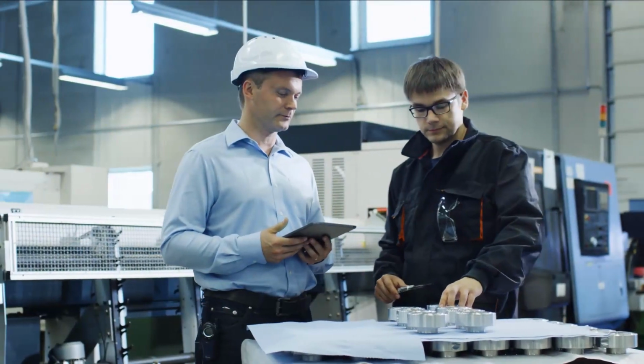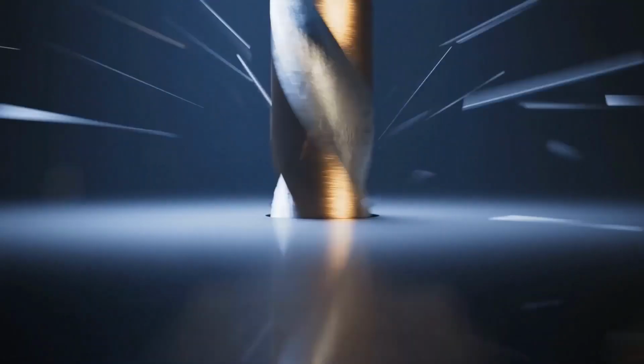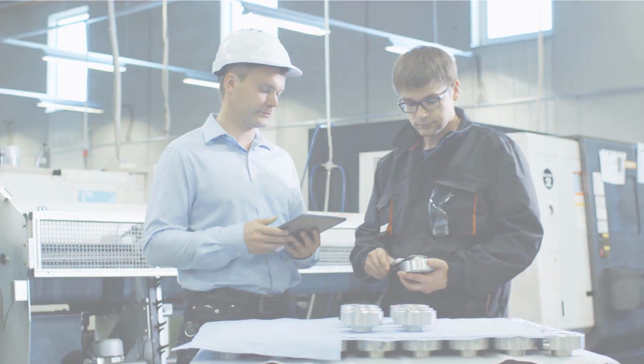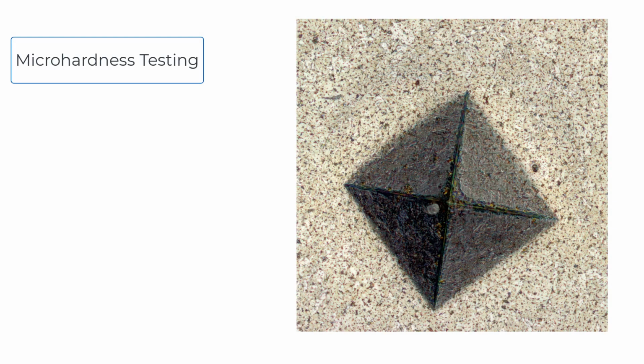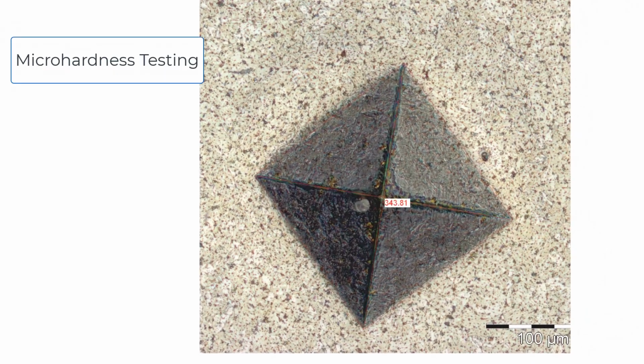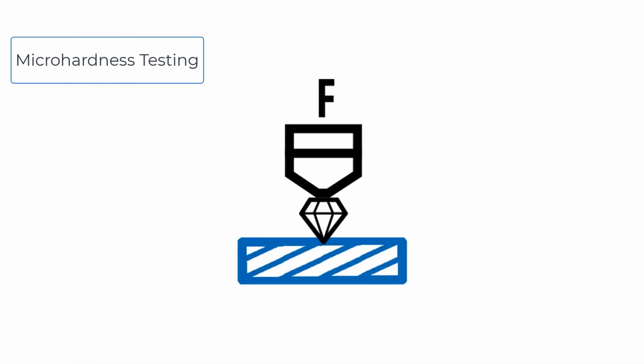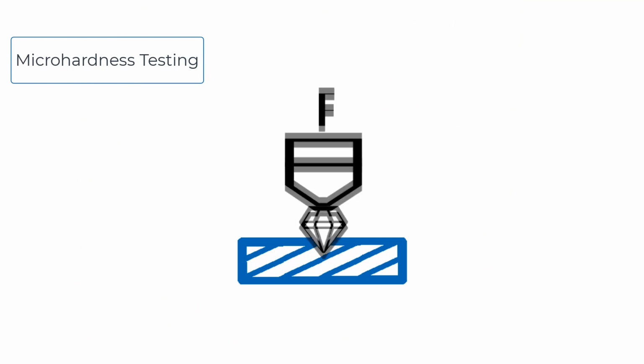When discussing material quality, the hardness and strength of a material is an important parameter. Microhardness testing is used to measure the hardness of a sample on a microscopic scale. During the test, a diamond indenter is pressed into a sample's surface with a defined force for a specific duration.